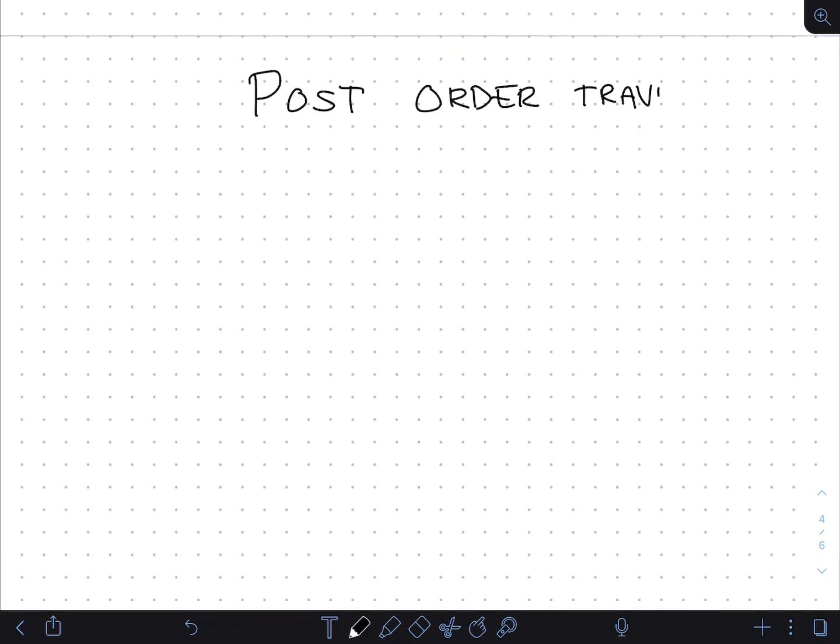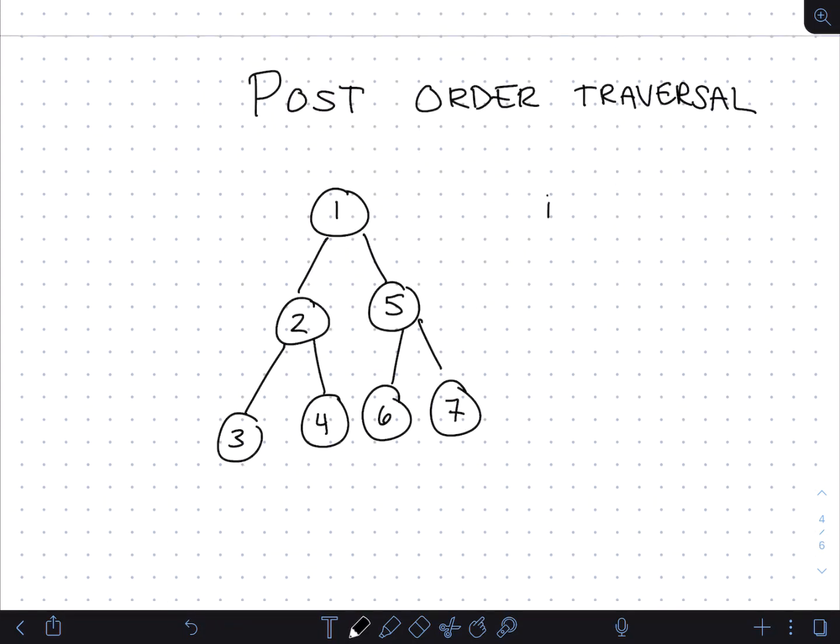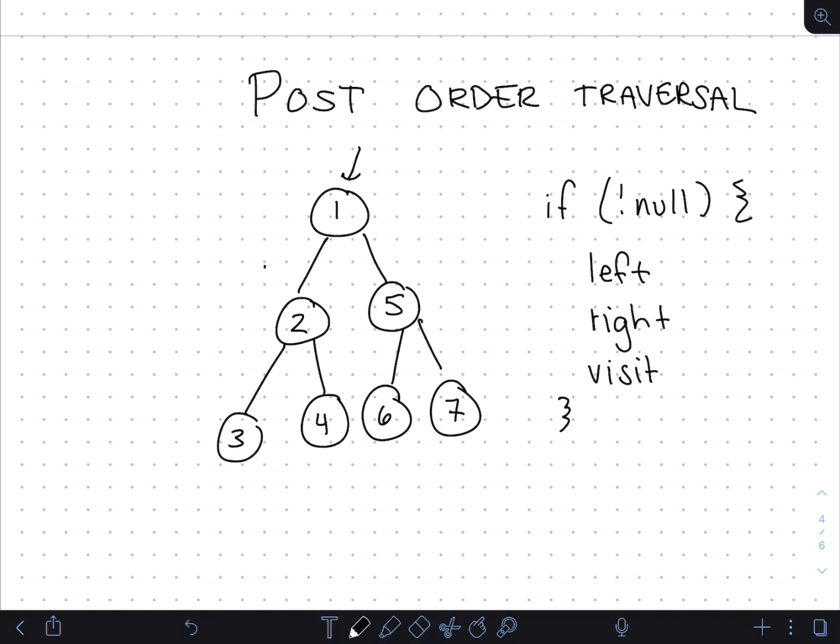With post-order traversal, we again have a very similar but slightly different algorithm. We first visit the left subtree, then the right subtree, then we visit, right? Let's see this in action. So we're going to start at 1. That's going to cause us to visit its left subtree. We're going to get to 2. We're going to visit its left subtree.